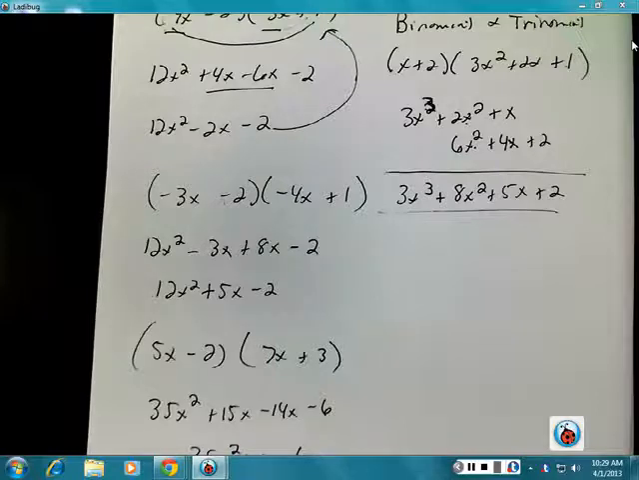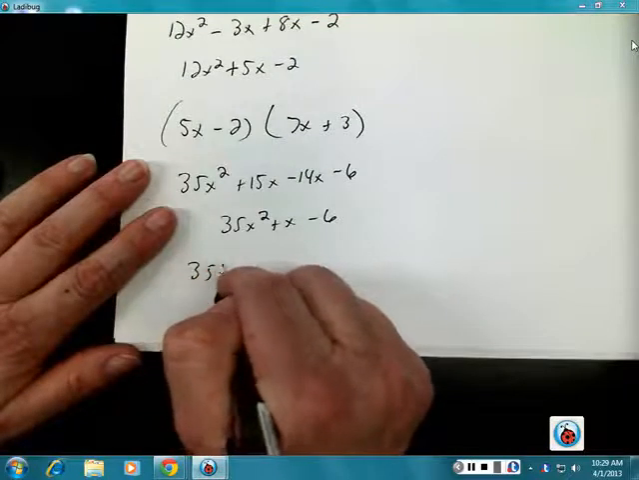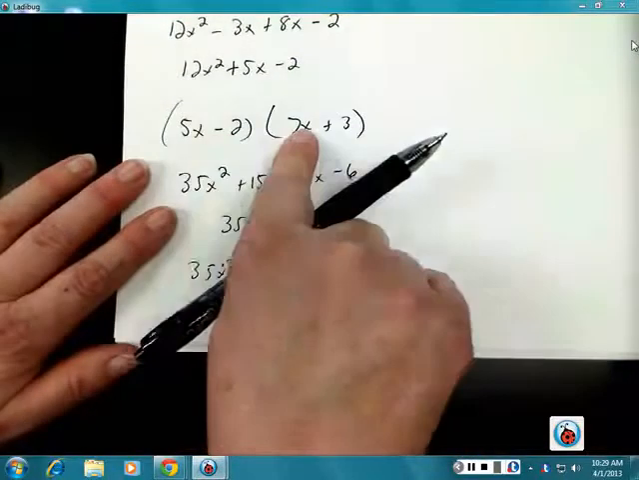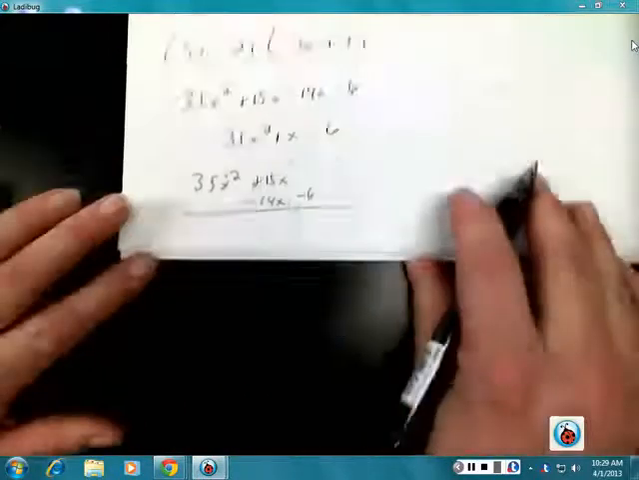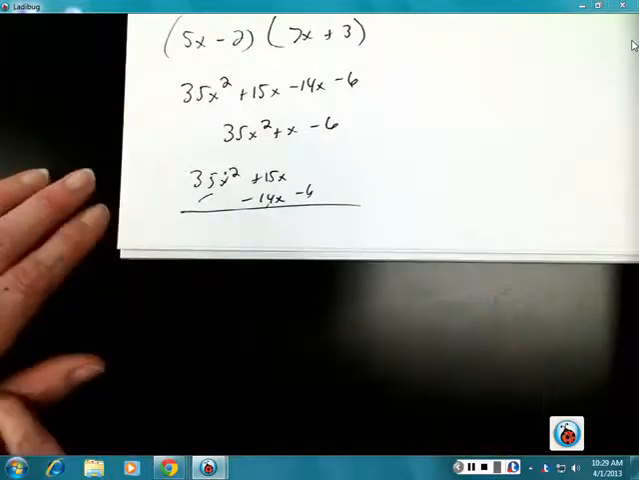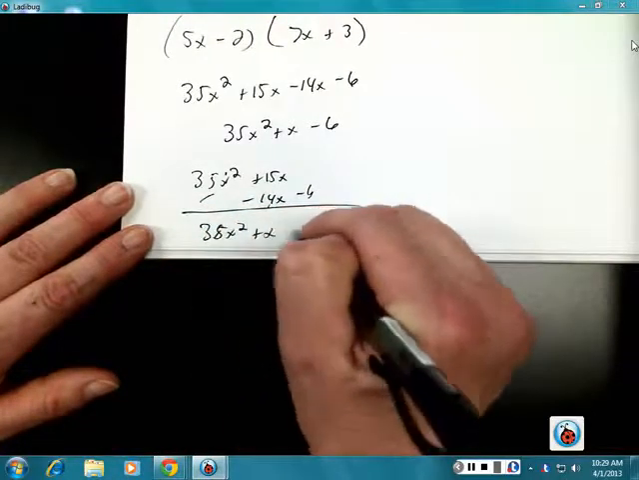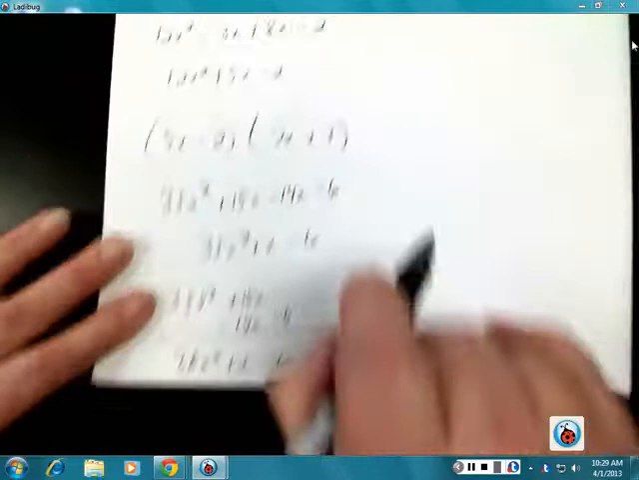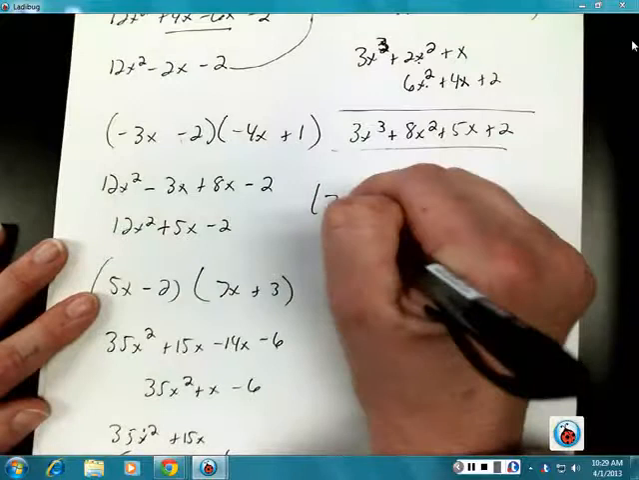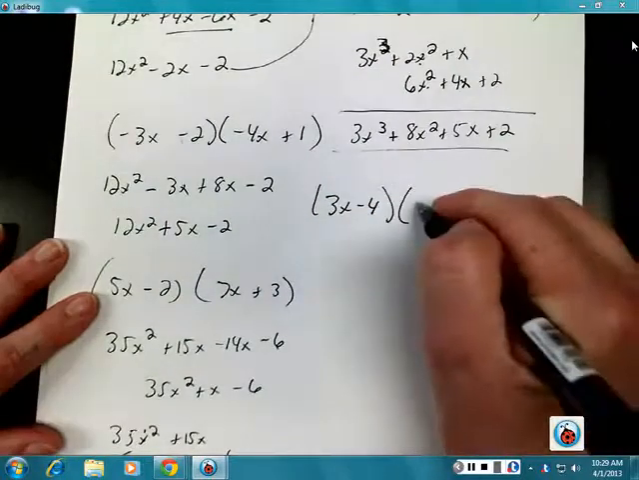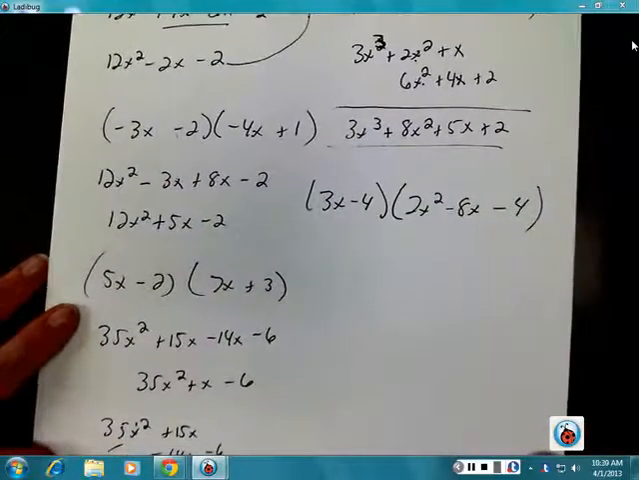Again, that distribution. You could also do the same thing with this one down here if you wanted to. You can write 35x squared plus 15x for your first multiplication. Then line your 14x and your minus 6 underneath. And then you've got everything lined up so you can see what happens with those. And so then you get 35x squared plus x minus 6. Same thing as we did up here when we lined up our stuff. Another one of those: 3x minus 4 times 2x squared minus 8x minus 4. See what happens with that one.